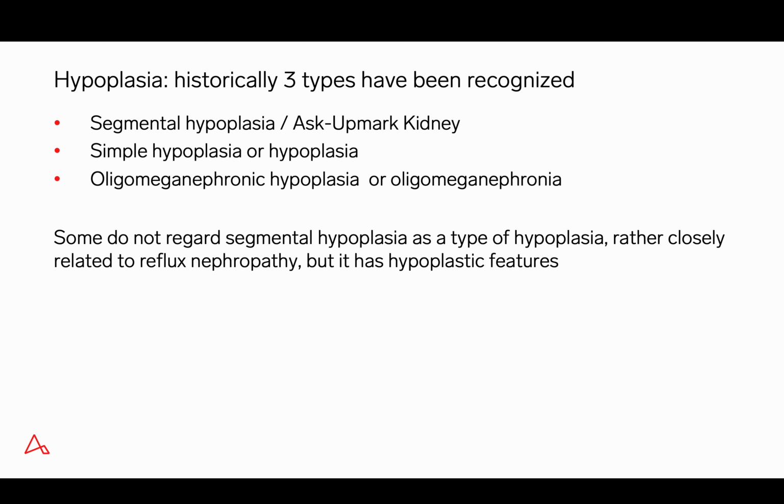Historically, 3 types of hypoplasia have been identified. In addition to simple hypoplasia or oligomeganephronia, segmental hypoplasia, also known as Ask-Upmark kidney, was the first form of hypoplasia identified. Some do not regard this as a form of hypoplasia because it is closely related to reflux, which is likely occurring in utero, but despite that, it does have hypoplastic features, as I will illustrate in a moment.